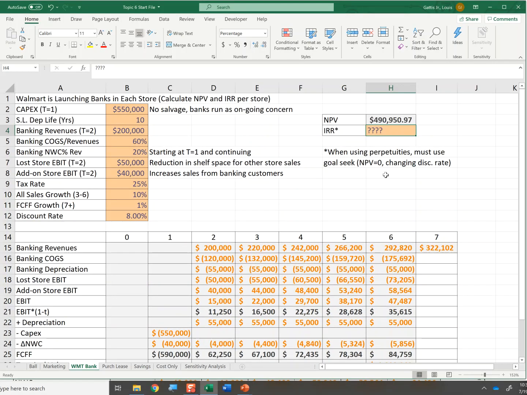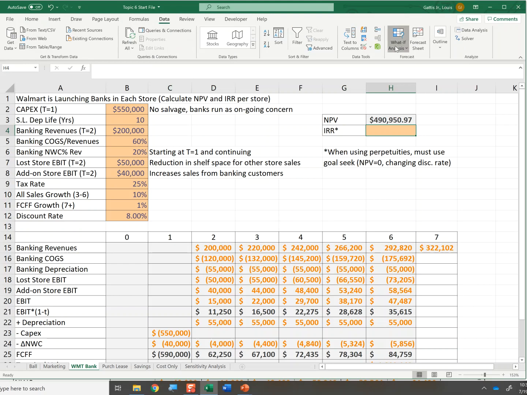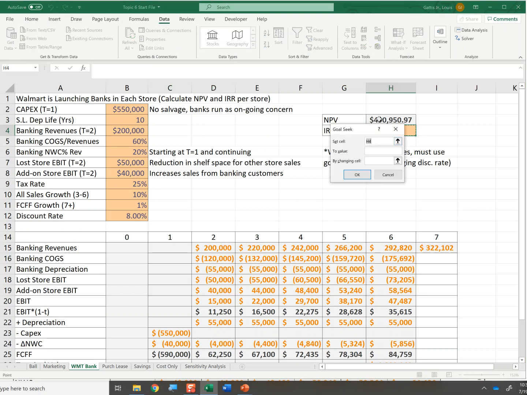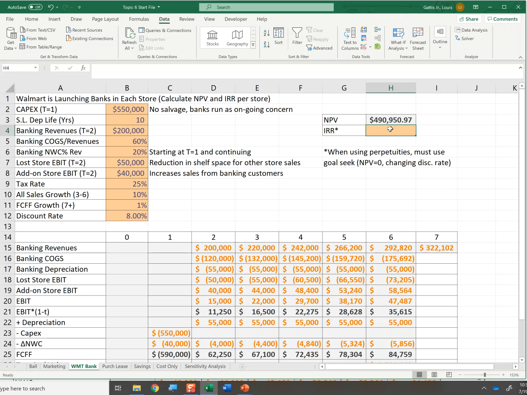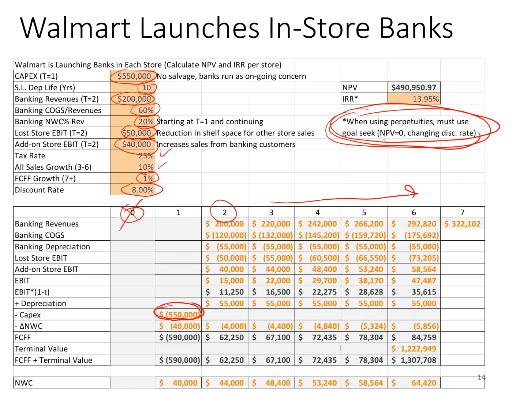Now IRR. I can't use the IRR function when you have a growth perpetuity. So the only way to calculate the IRR is to go to Data, What If, Goal Seek. I'm going to set my NPV to a value of 0 by changing my discount rate, and I'm just going to watch what happens to this number here. Hit OK. At 13.95%, NPV goes to 0. I'm going to cancel and just type in 13.95%, and there is my NPV and IRR of Walmart launching a bank in every store.